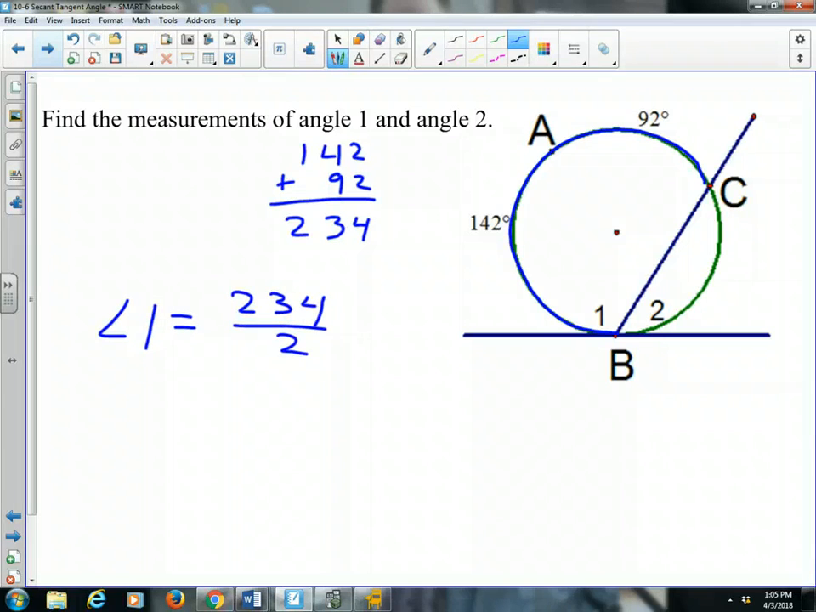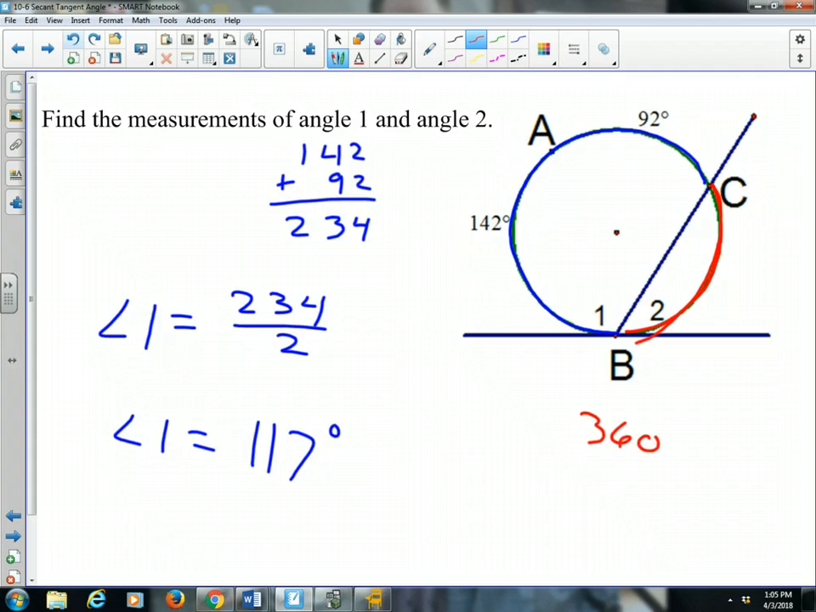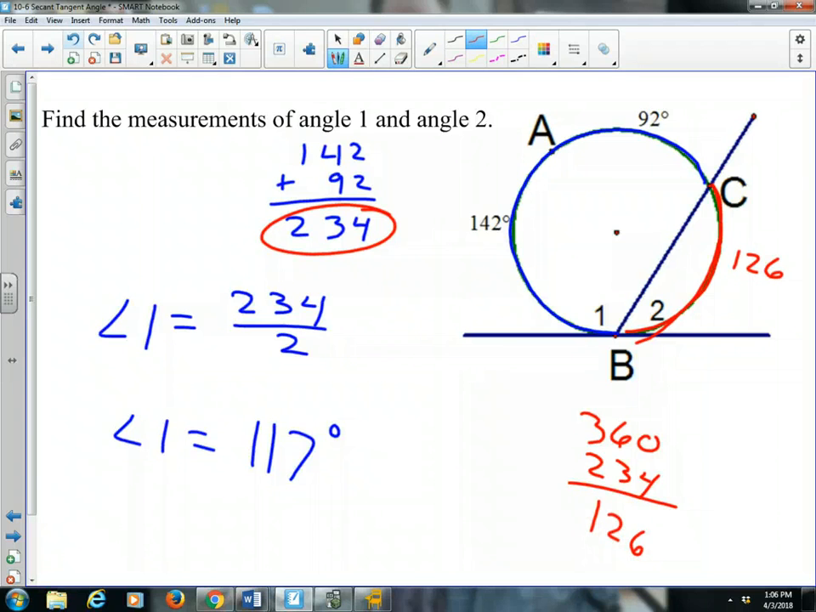It's half of the measure of its intercepted arc. So angle 1, 234 divided by 2 is 117 degrees. Now in a circle, there's 360 degrees. So all of this together is 360. So if I just want the measure of arc BC, it would be 360 minus the blue arc, which was 234. So arc BC, that would be 126. This arc is 126 degrees.